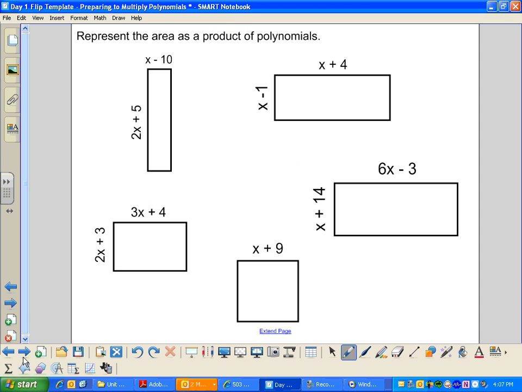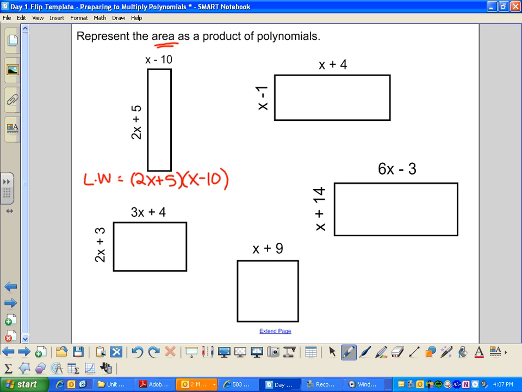All right, let's represent the area as a product of polynomials. Okay, so I know that this is length times width because we're talking about area. So I'm going to write length times width. So that's going to be 2x plus 5 times x minus 10. Ooh, yeah, we don't know what to do with that yet. We will tomorrow after class.